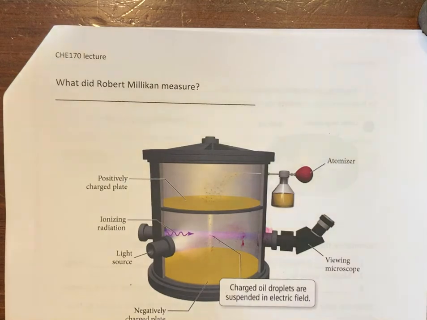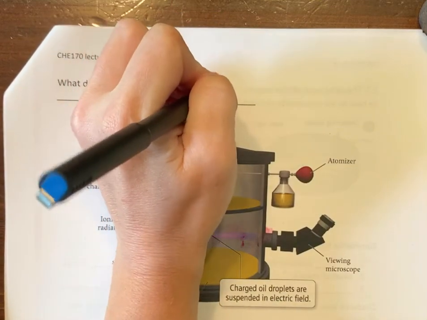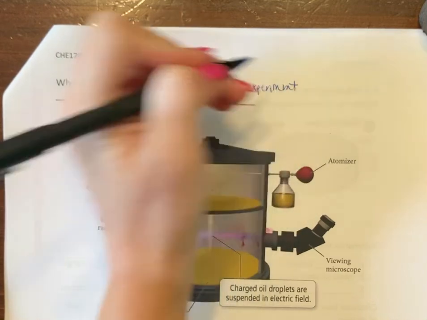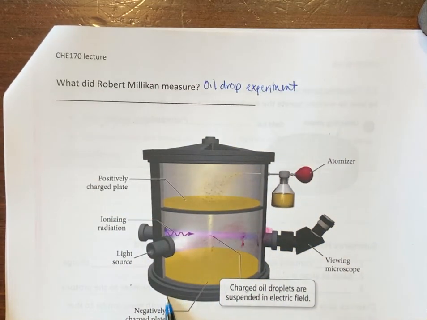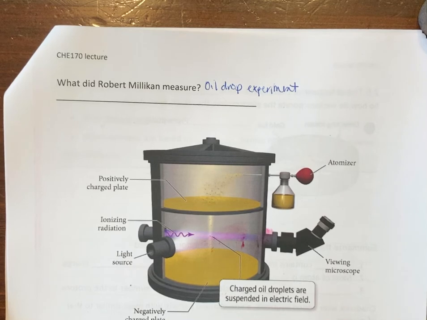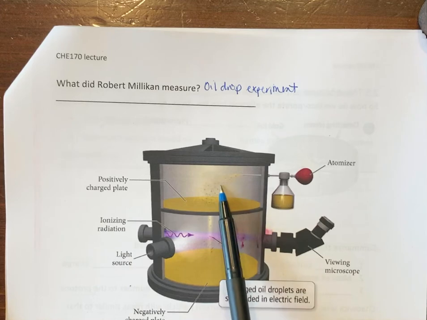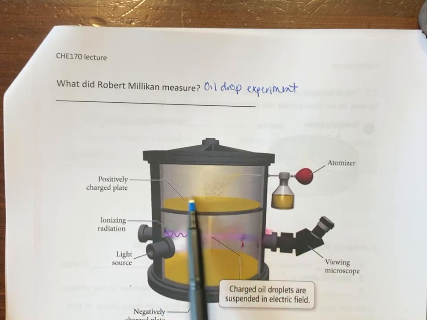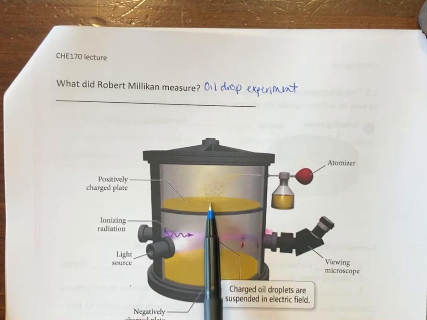Now let's talk about this other guy named Robert Millikan. Robert Millikan, this is called the oil drop experiment. And so this is actually his setup. And what he did is he sprayed these really fine droplets of oil, and he uses a positively charged plate to control how far they fall.